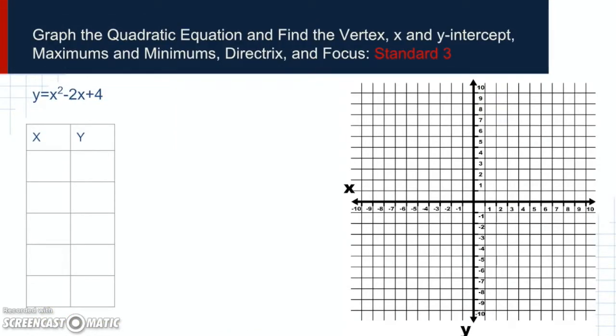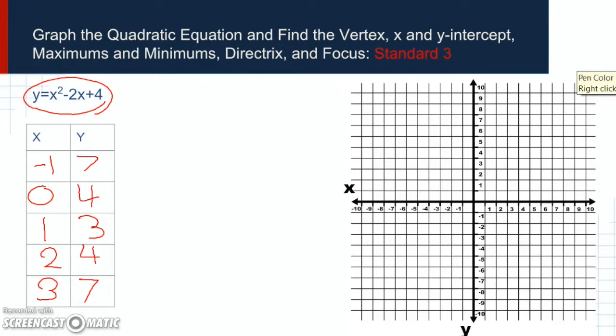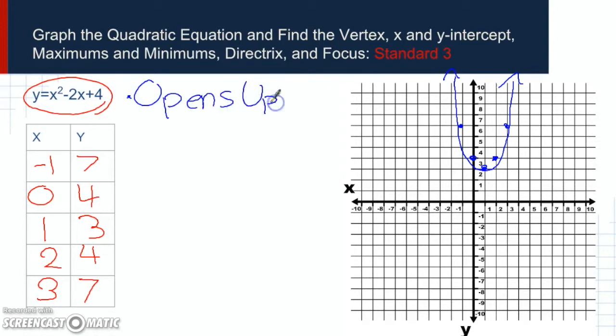Graph the quadratic equation and find the vertex, x and y intercepts, maximums and minimums, directrix and focus. To do that, you have to plug this equation into your calculator using your table key. Once you get it, you get the following points right here, and then you plug in those points and put them onto your graph, which makes it look like that. So that shows it opens up, or in other words, it has a minimum.